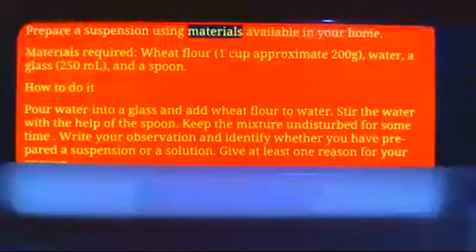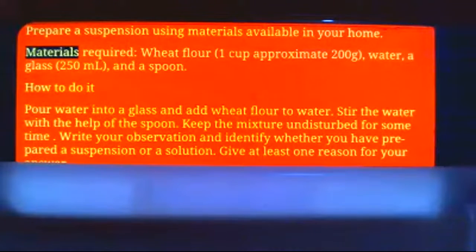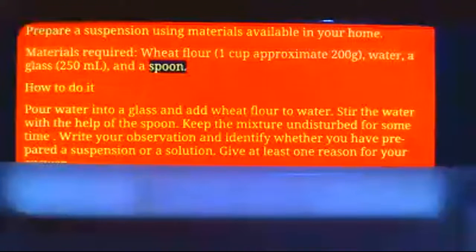Prepare a suspension using materials available in your home. Materials required: wheat flour, 1 cup, approximately 200 grams, water, a glass, 250 milliliters, and a spoon. How to do it? Pour water into a glass and add wheat flour to the water. Stir the water with the help of the spoon.